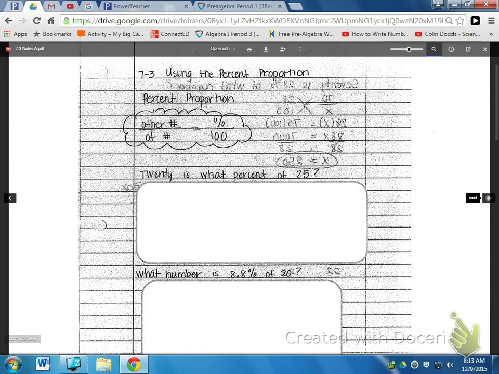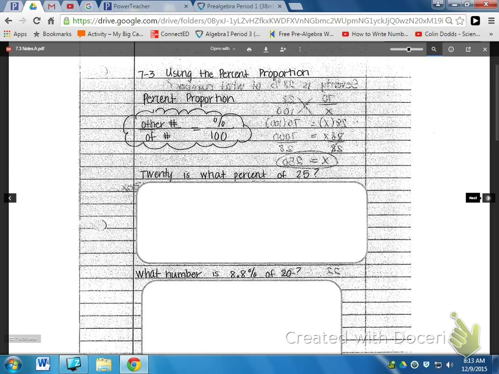Lesson 7.3, using percent proportion. We're going to work on finding either percentages, certain numbers are of other things, or what percent something is of another thing. These are, in another way, called percent word problems because they do involve words, not necessarily story problems. So every one of these, you actually start out the same way.